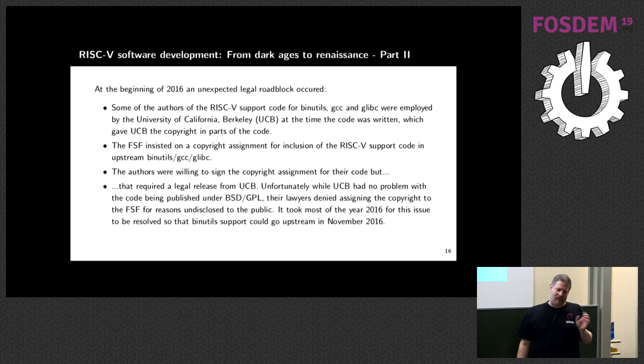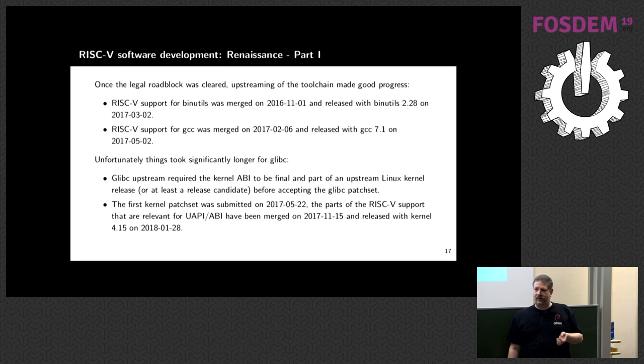And from then on, binutils and GCC went rather fast. Just a few weeks after the legal stuff had been sorted out, binutils went upstream. 3 months later, GCC was upstream. Then came glibc and kernel. The glibc and the kernel are very much dependent on each other because they use low-level interfaces. And getting that specified out so that the glibc people were happy and that the kernel people were happy took nearly a further year from there on.